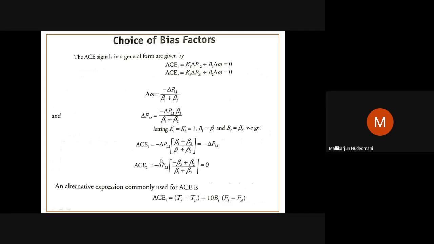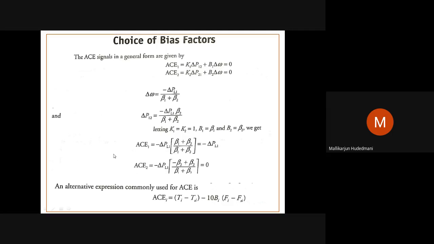These data: K1, K2 equal to 1, beta 1 equal to B1, and B2 equal to beta 2. If I substitute, from this first equation AS1 turns out to be minus delta PL1, and AS2 in the numerator cancels off. It makes it 0. What do you understand from this? AS1 is minus delta PL1, AS2 is 0.